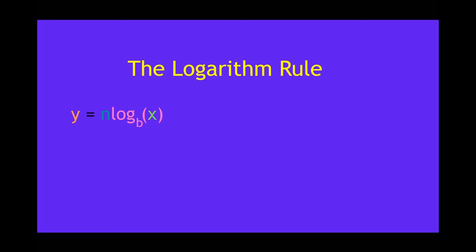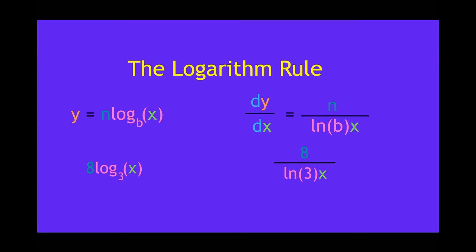Another derivative rule that intro calc students should learn is the logarithm rule. So if you have a base function y is equal to n times log base b of x, then the derivative of this function will be dy over dx is equal to n over the natural log of b times x. So to run through some examples, if we have a function 8 log base 3 of x, then the derivative will be 8 over the natural log of 3 times x.